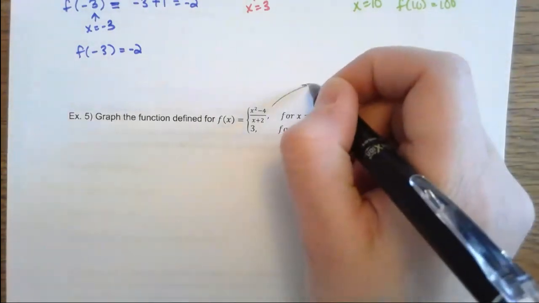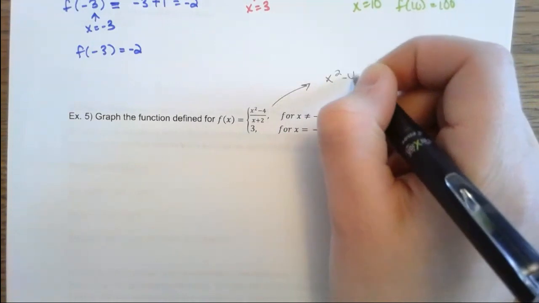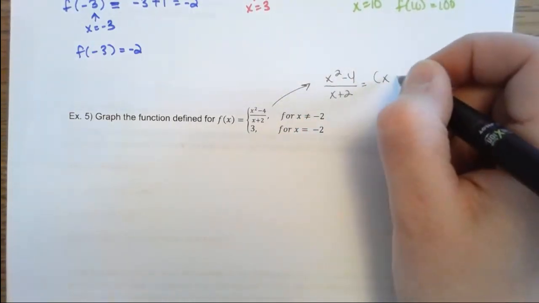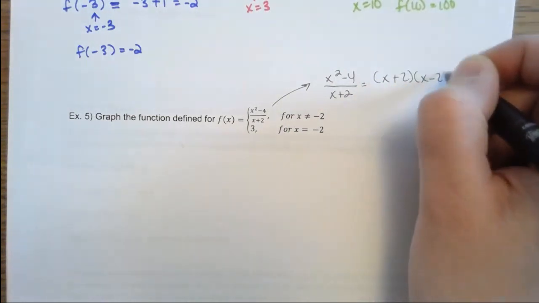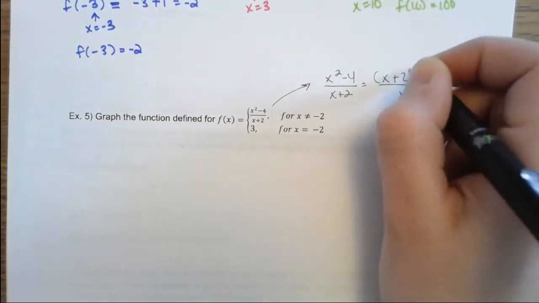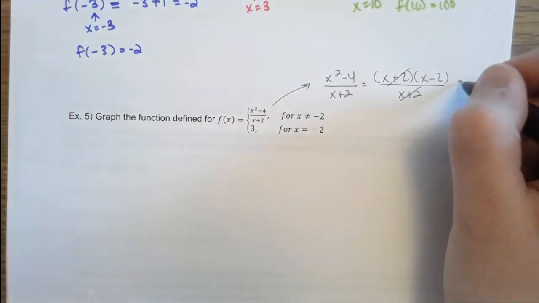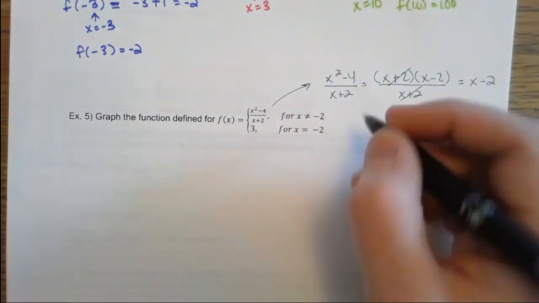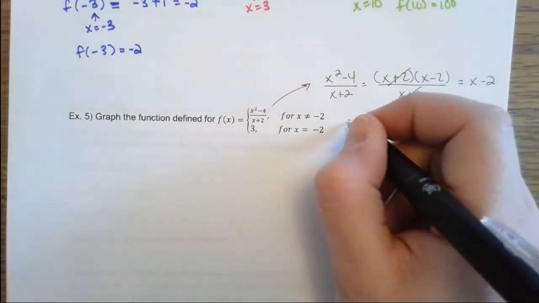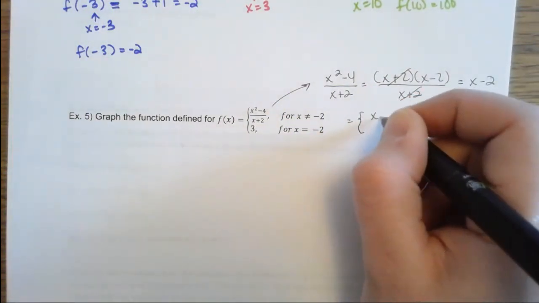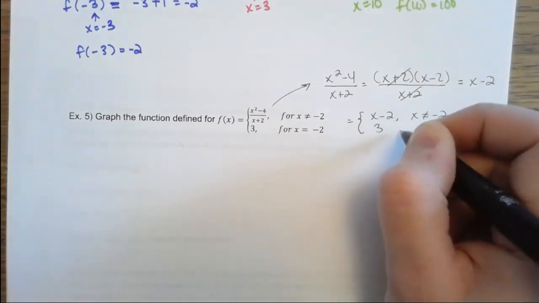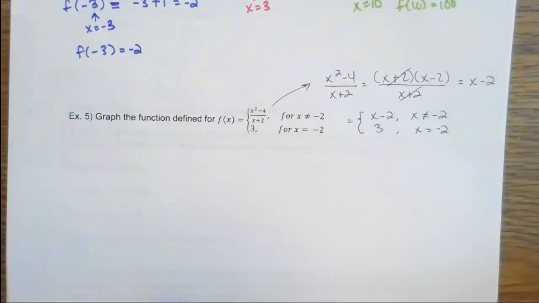One thing I do want to note is if you can simplify things, you would want to do that. So x squared minus 4 factors into x plus 2, x minus 2. So I actually can simplify this a bit and write the first part as a simpler expression, x minus 2 instead, just to make it easier to work with.